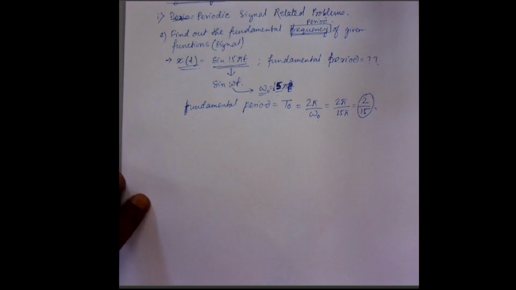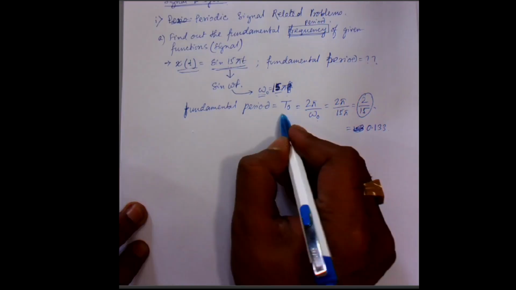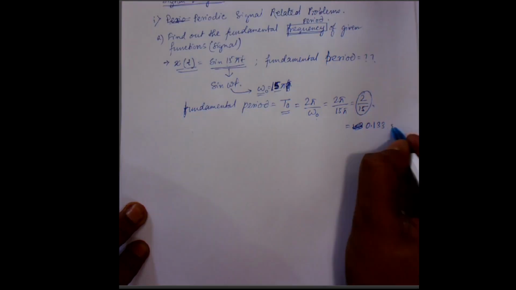Now calculate the value of 2 by 15, that is 0.133. This is the fundamental period. And what is the unit of the fundamental period? T is time, so the fundamental period is in seconds. So 0.133 second.